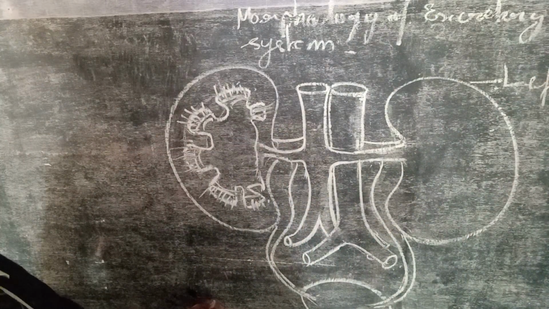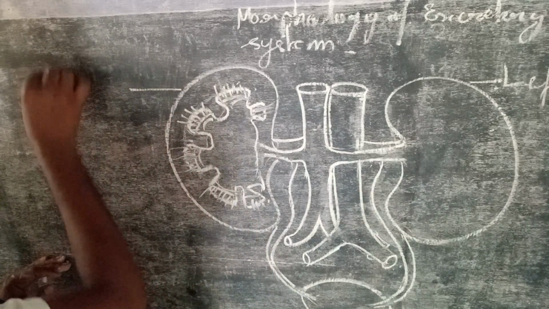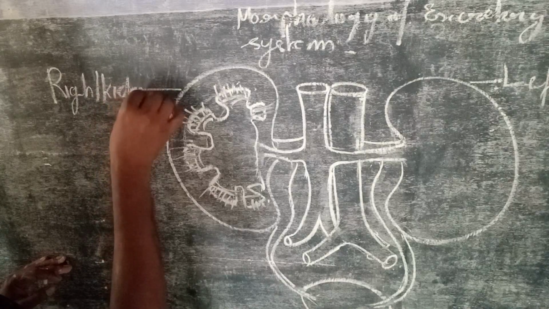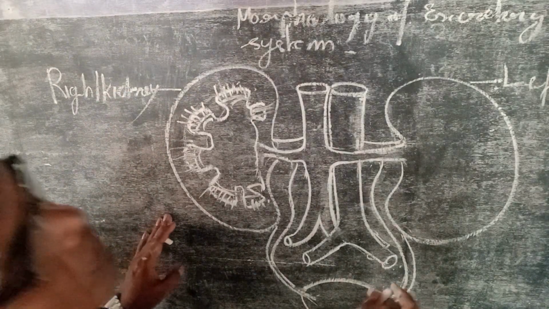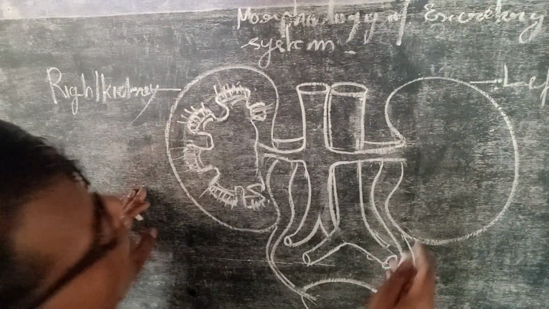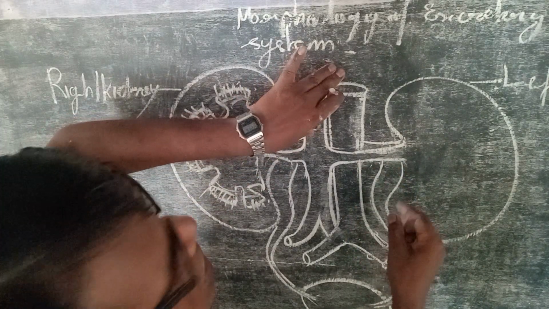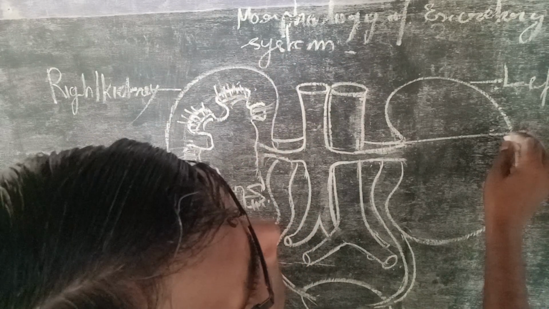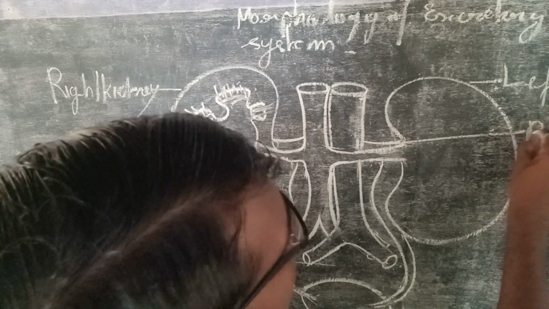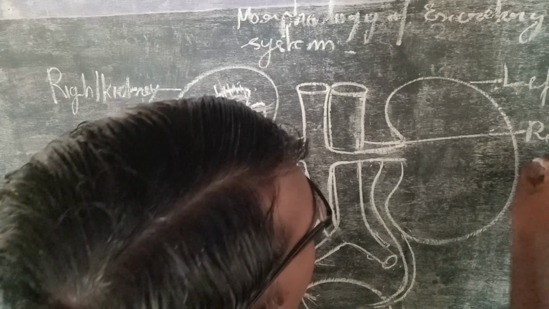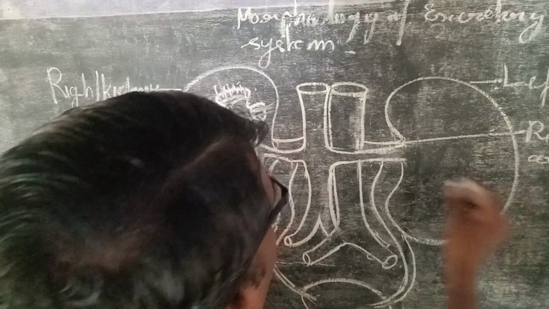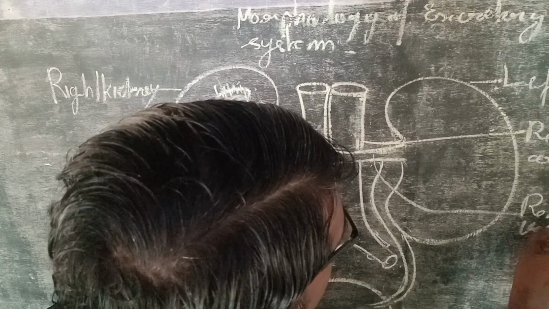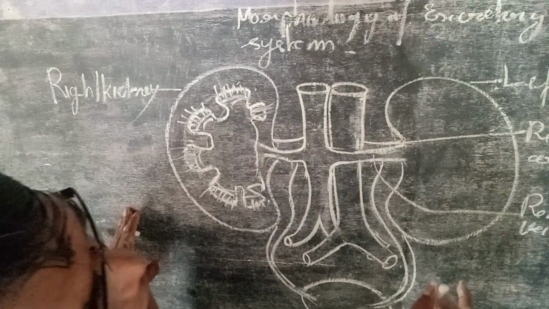Here is the left kidney, this is the right kidney, and further we will see that it's the left kidney, right kidney. Now we will see the lower part: this is the renal artery, and here is the renal vein. Renal artery, renal vein.